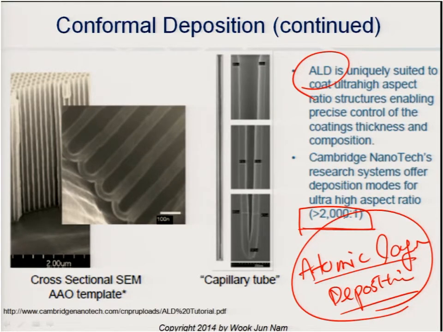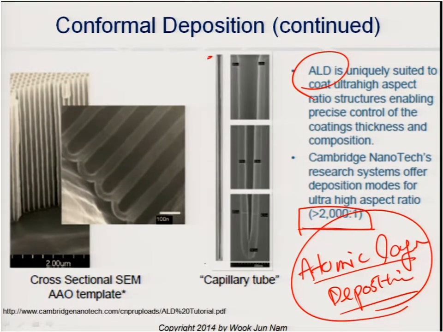So this is where somebody else deposited some film on an aluminum membrane, a porous aluminum membrane. So from here to here is the trench. So this opening dimension versus all this depth is more than 1 to 2000 nanometer.